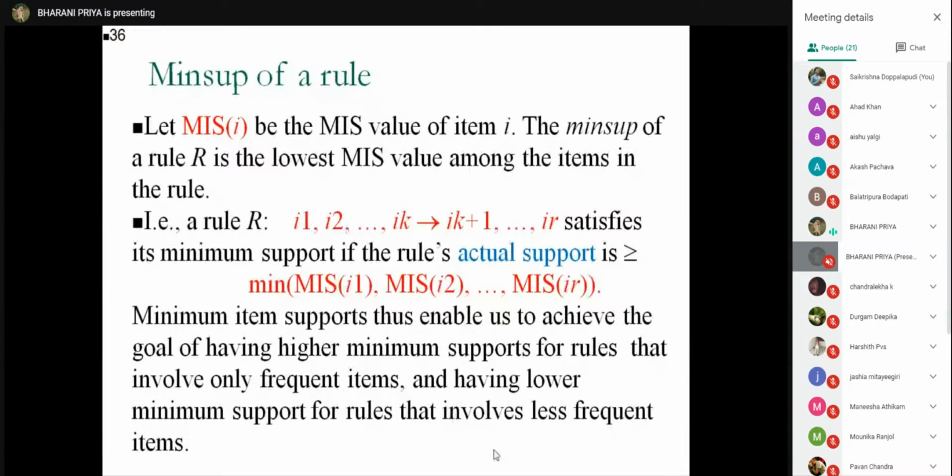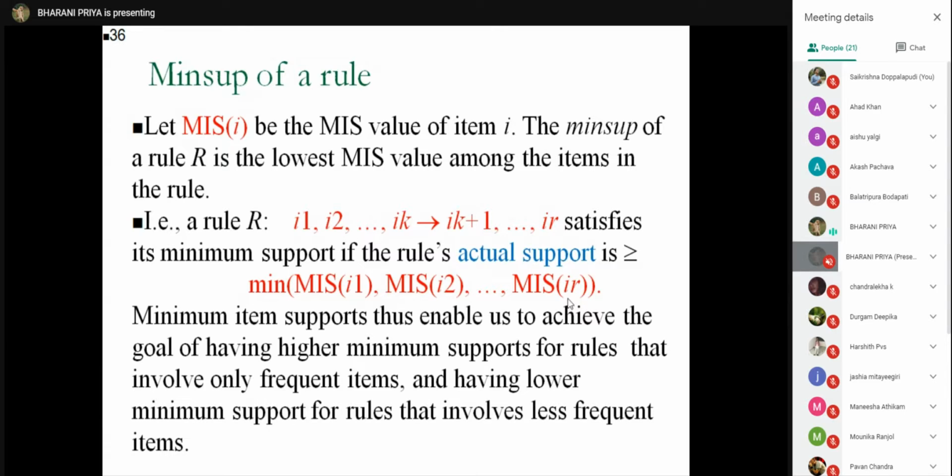So let MIS(i) be the MIS value of item i. The minimum support of the rule R is the lowest MIS value among the items in the rule. See, for example, the rule i1, i2, ... ik implies ik+1, ... ir satisfies the minimum support if the rule's actual support is greater than or equal to the minimum of MIS(i1), MIS(i2), and so on.